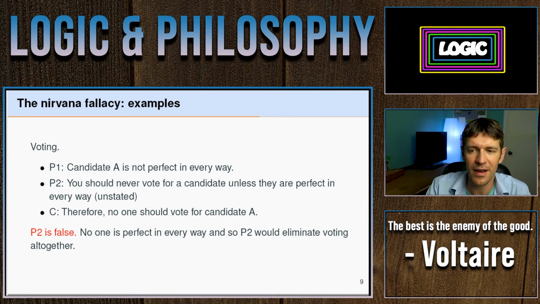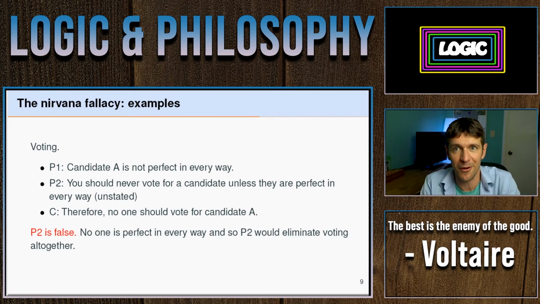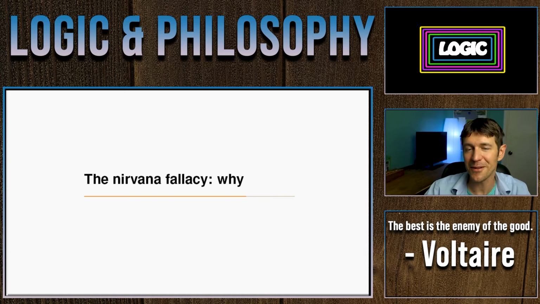And then since you don't have a perfect solution to this problem, you only have an imperfect solution, you should not select candidate A. But again, premise 2 is false. No one is perfect in every single way, and so premise 2 would basically eliminate voting altogether. So in this last part of the video, I kind of want to speculate, and I'm interested to know your thoughts about why people might commit this fallacy. And I have 2 particular reasons.